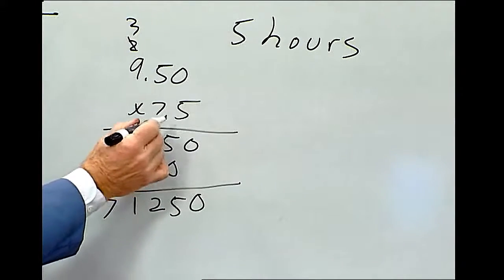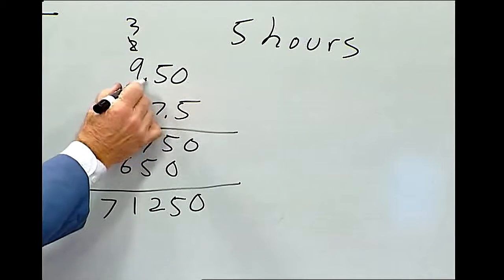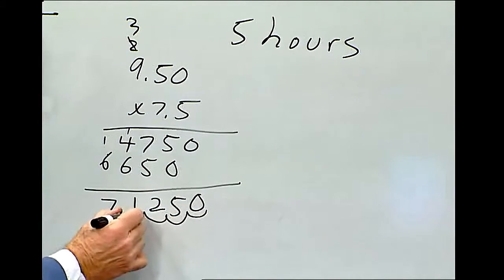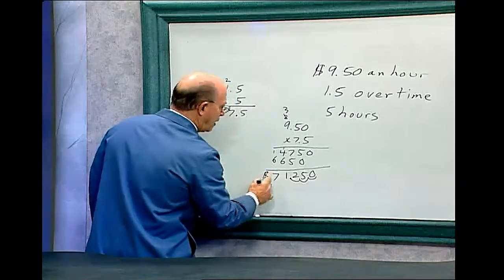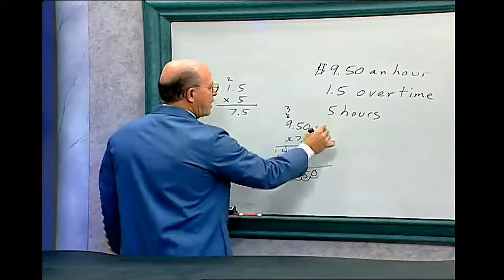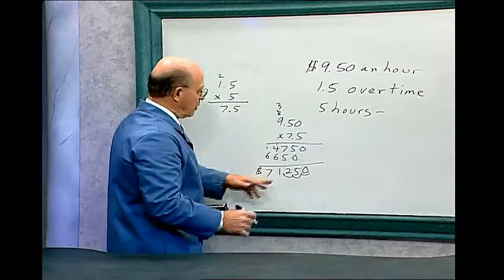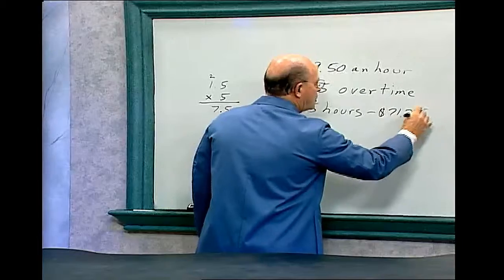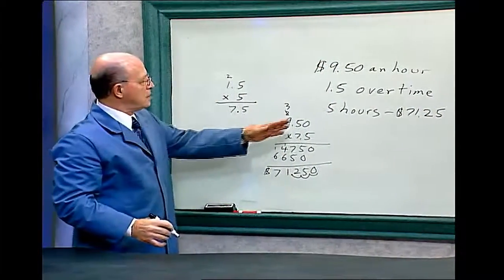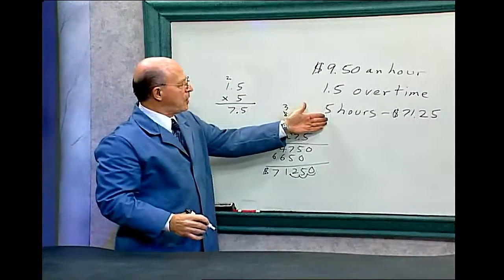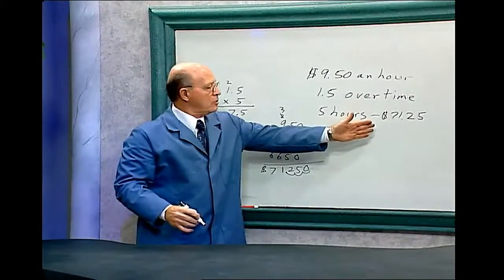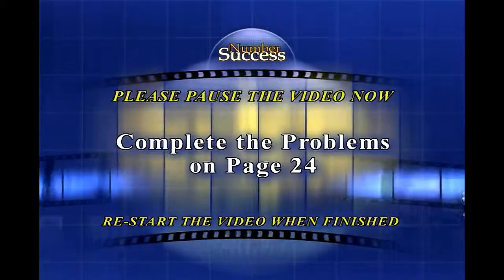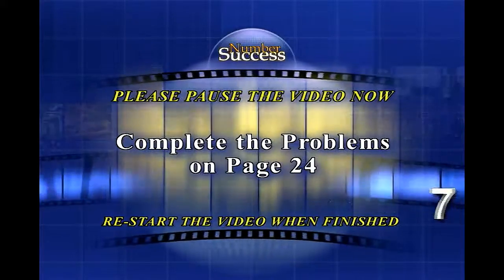Now let's count over the decimal places. 1, 2, 3. So Nick earned, for those 5 hours, $71.25. So that's what he earned by working those extra 5 hours.